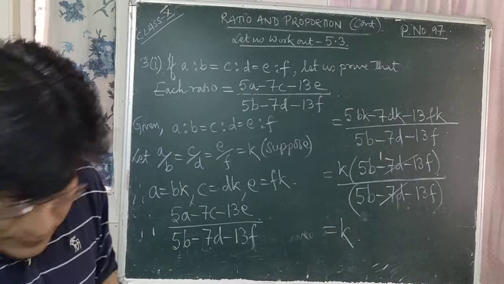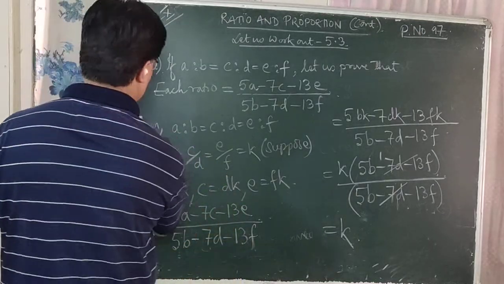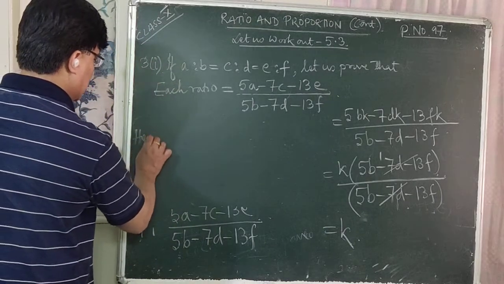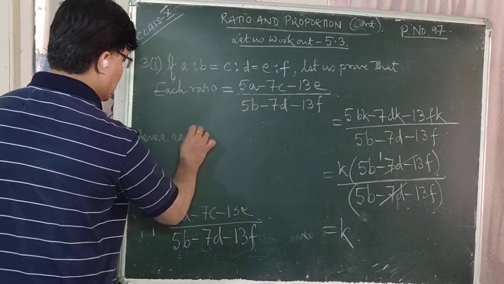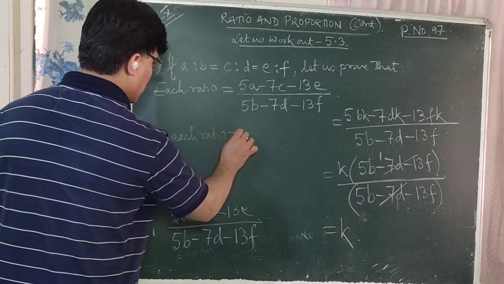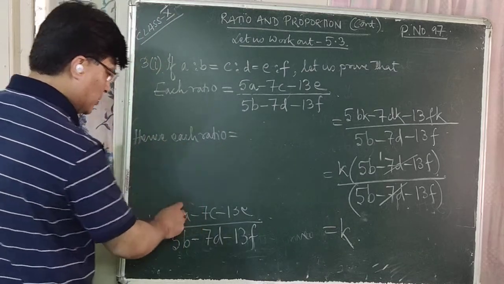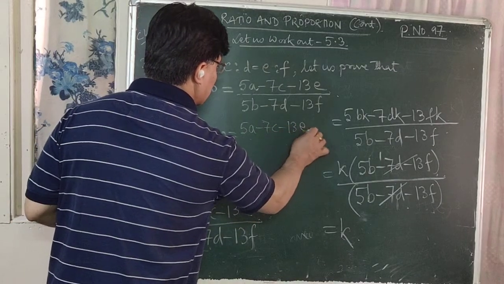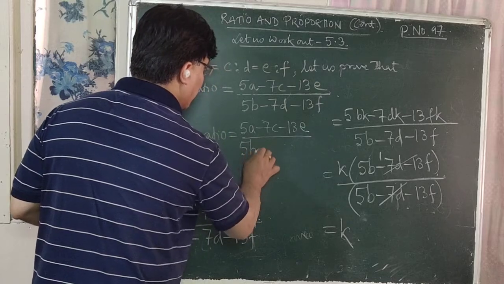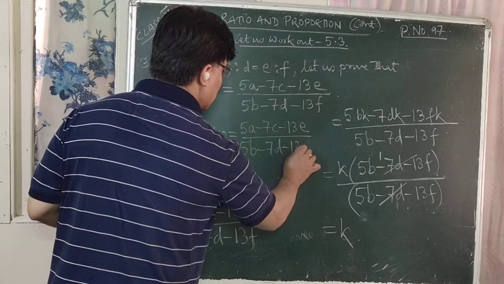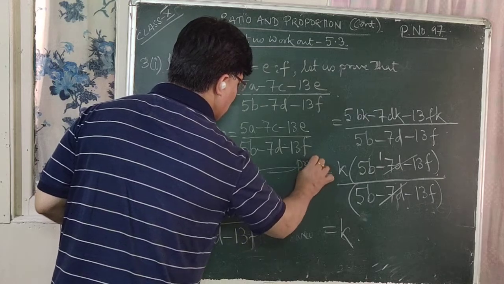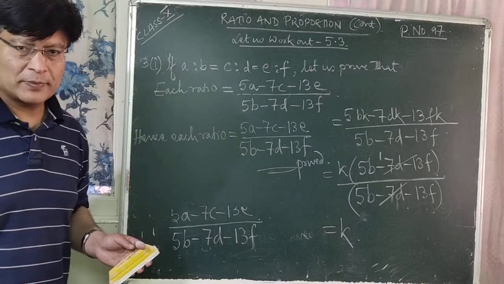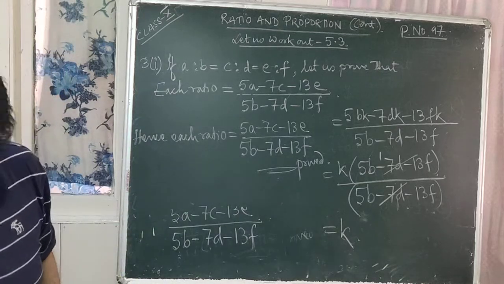So write down, so therefore, hence each ratio is equal to this fraction, that is 5A minus 7C minus 13E divided by 5B minus 7D minus 13F. So it is proved. So I think you have understood the method. So you can copy it. So we'll do the next question now.